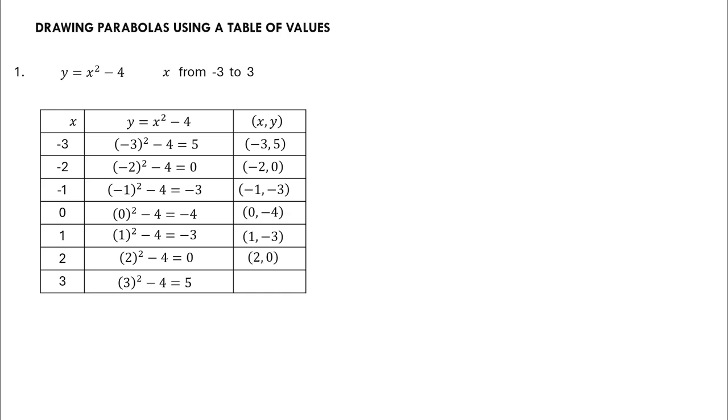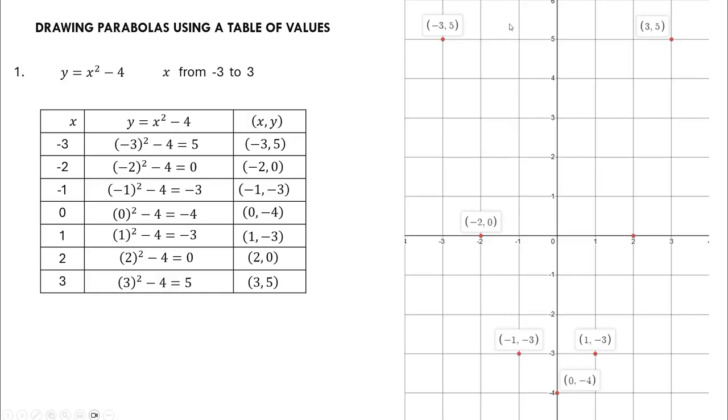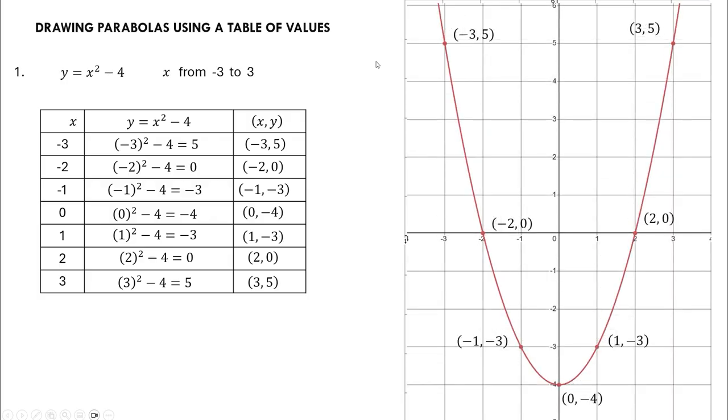So once we've calculated all our coordinates, we can plot them on a graph. And here they all are, from -3 all the way up to 3. And if we connect these points right here, we get our parabola shape.